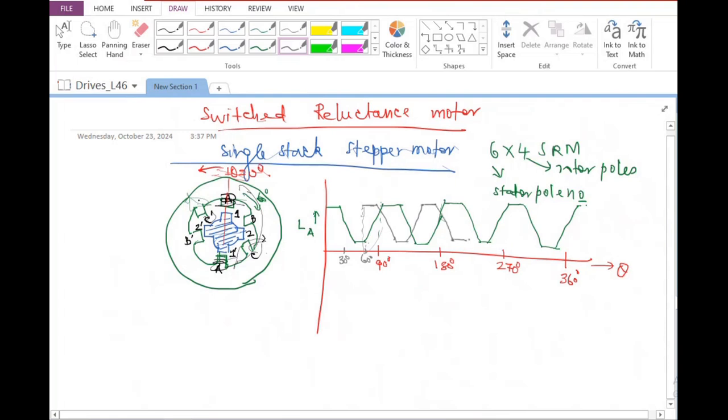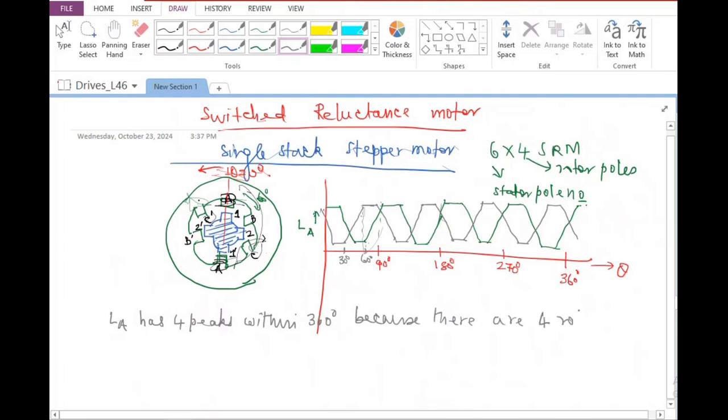So LB will be staggered from LA. It will have exactly the same wave shape, but it will be staggered by 60 degrees. So it should again come down like this, and go up like this. So this is how it will be. And LC, so LA has 4 peaks within 360 degrees because there are 4 rotor poles.